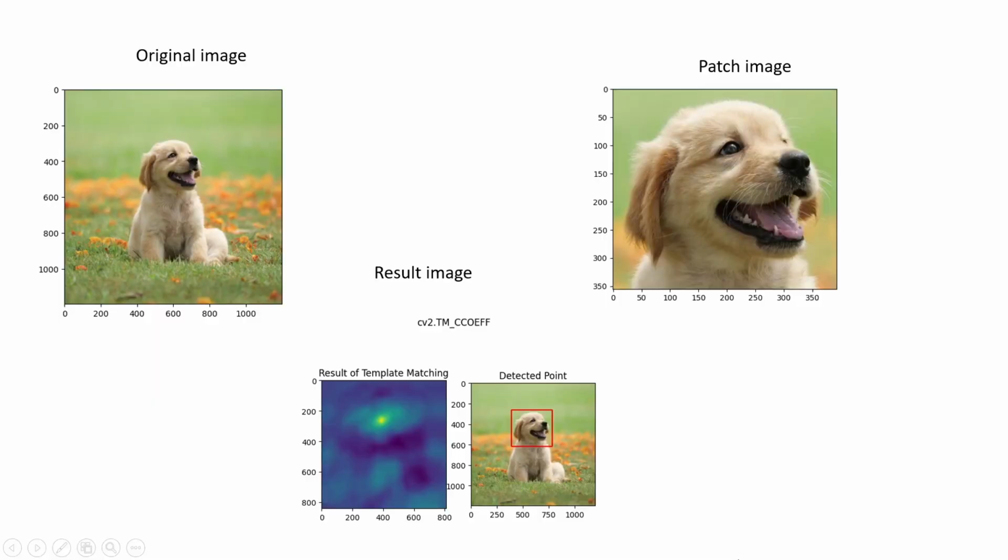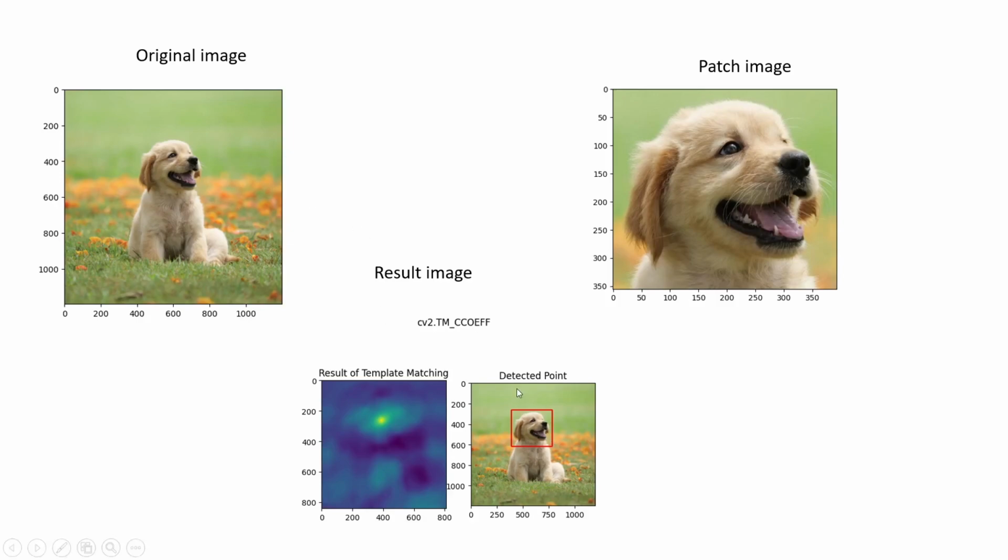How this template matching works: we will have an original image and we will have a patch image. The difference between the two is, in the original image we have the full image of our puppy with the background, and in the patch image we are just having the face of our puppy. Now what we are trying to do here is match this face that we have in this patch image with the original image. And there are 6 types of algorithms here that we are going to see in the code. So we will apply those 6 algorithms, and this is going to be our result image.